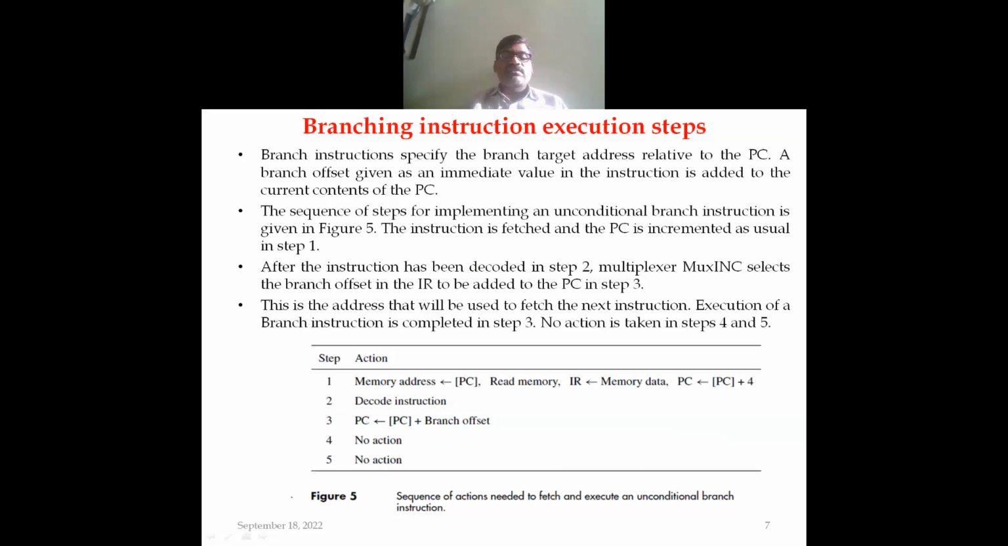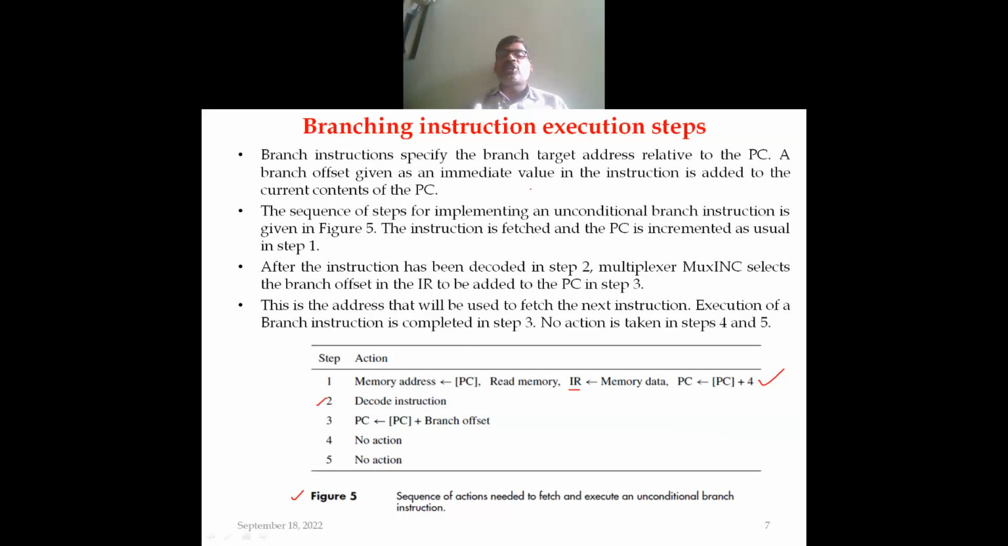figure 5. So here we are taking the unconditional branching instruction. After reading the PC value into the memory address, and then reading the memory, the memory data will be read into IR, then the program counter is incremented. Always for all instructions this first step is as usual. Then in the second step, decode that instruction.